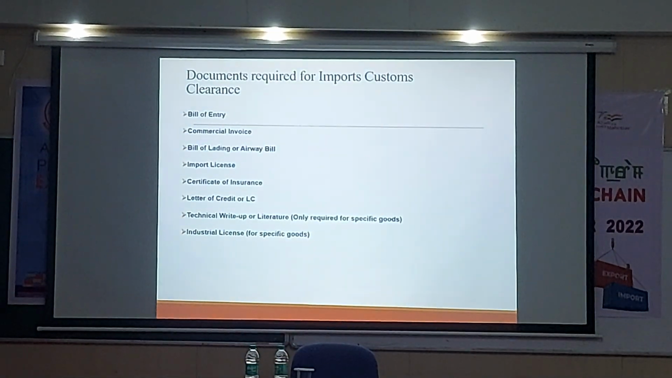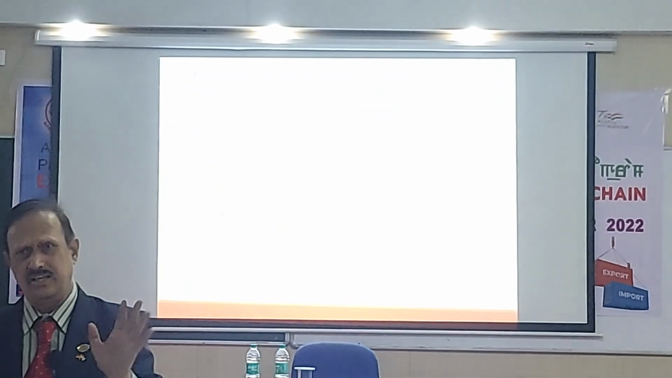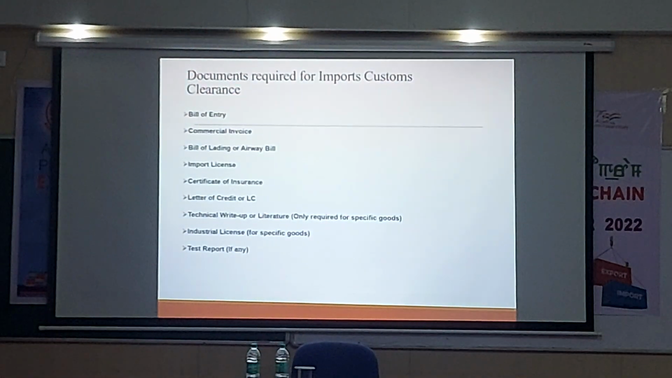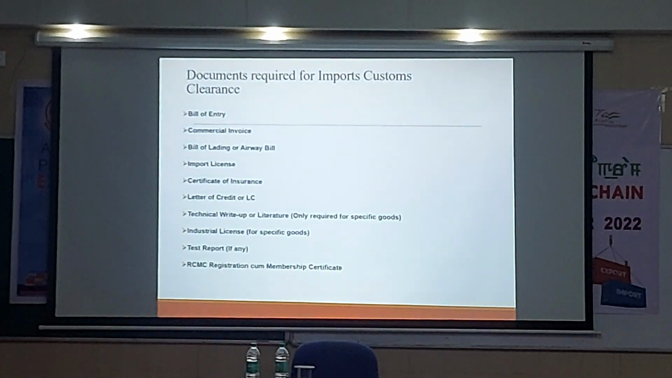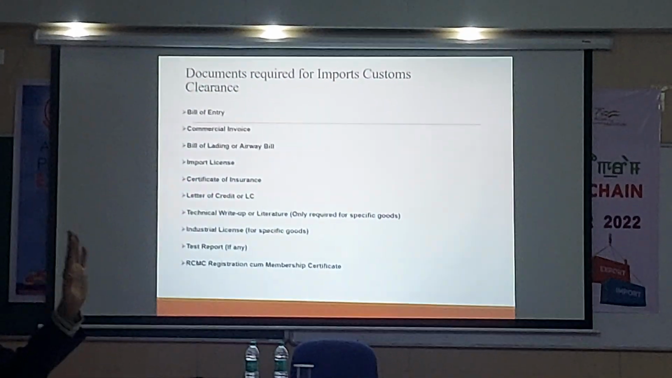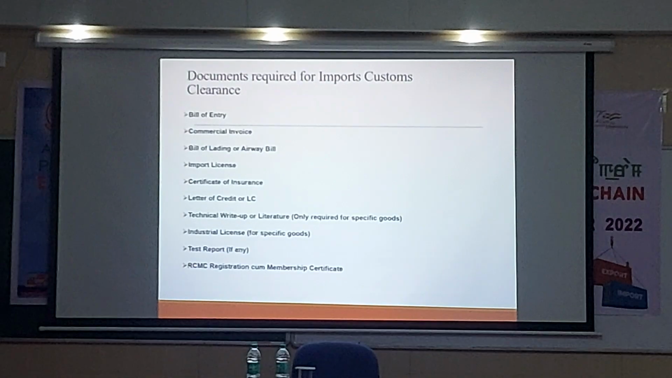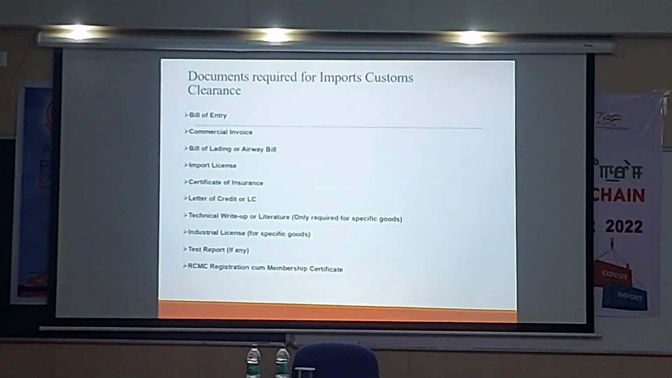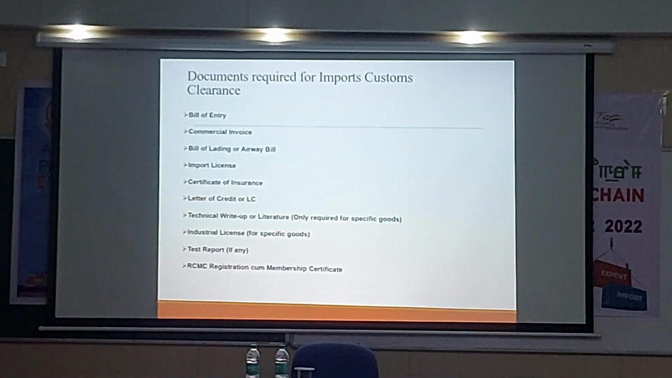Sometimes there will be a factory license. If the goods are required for a particular factory, you show your factory license so that you have more evidence that you are the actual user. So then we insist on that. Then a test report of the goods, if any, and again RCMC. So these are the documents you need for imports. More or less all are the same. The only difference here is that instead of a shipping bill you have a bill of entry. Otherwise most of the documents required are similar. Don't worry about this, we'll go through each one by one. I'm just listing the documents which are required.